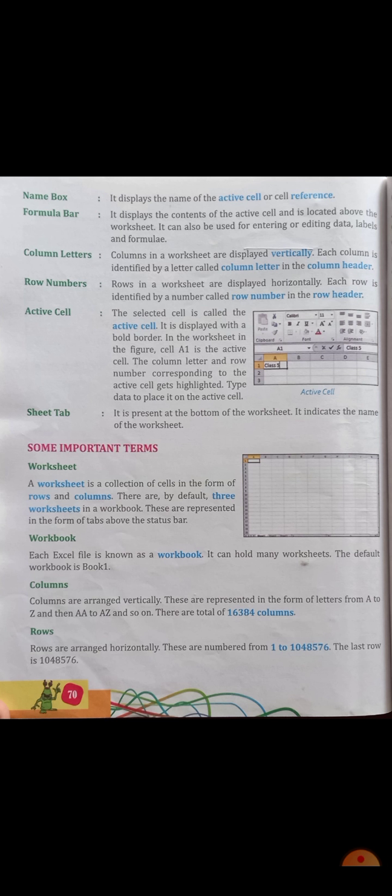Okay, understanding, children? Now comes your rows. Rows are arranged horizontally, and these are numbered from 1 to 1,048,576. That means there are around 10 lakh rows, children. You can say it is almost unlimited.